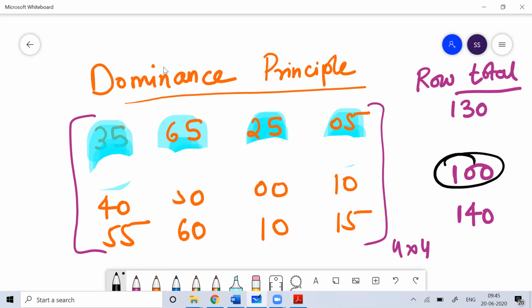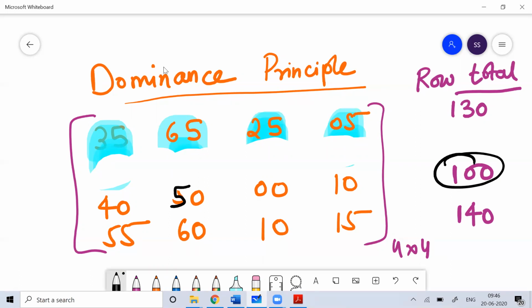Okay, now compare row 3 and row 4. 55 is more than 40. What is the second value? 50. So 55 is more than 40, then 60 is more than 50, 10 is more than 0, and 15 is more than 10.